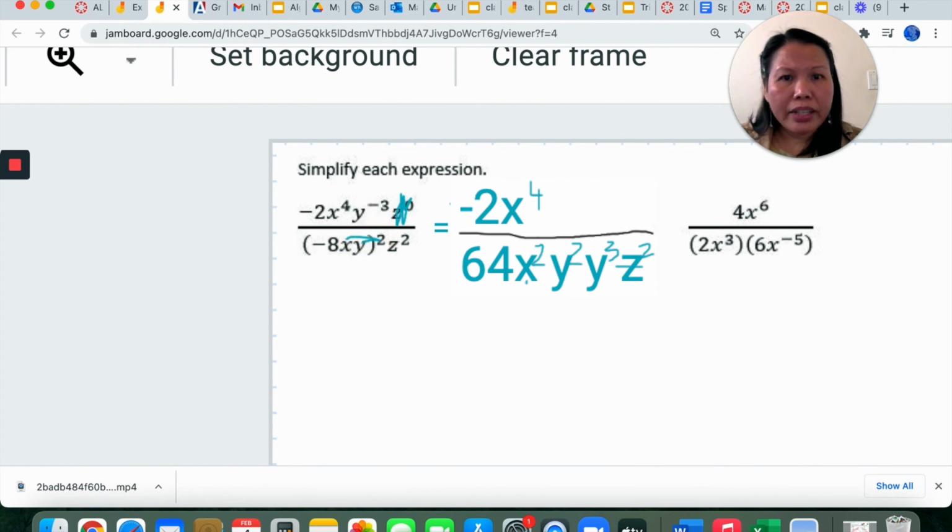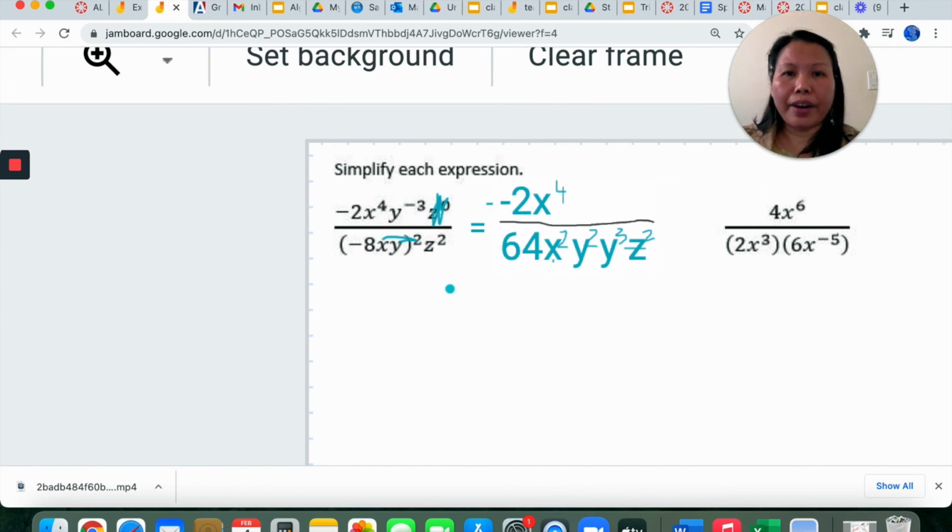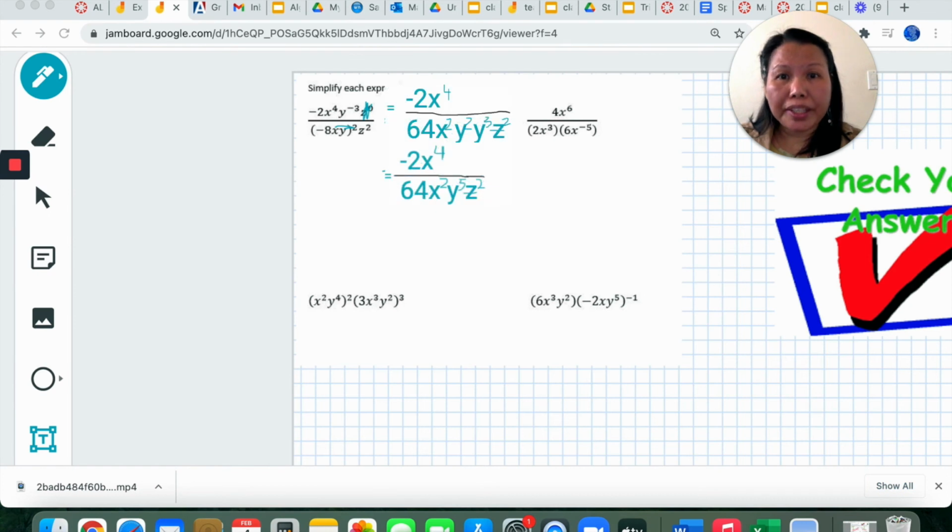The z squared is staying there. We haven't done anything to it yet. And look at the y cubed and the y squared right here. I can use the product rule and I can add the exponents. So let's go and simplify there. The x part, if you look at x to the 4th on the top numerator and x squared on the bottom denominator, we can go ahead and use the quotient rule. Take 4, subtract 2, I get 2. So I'm left with x squared on the top.